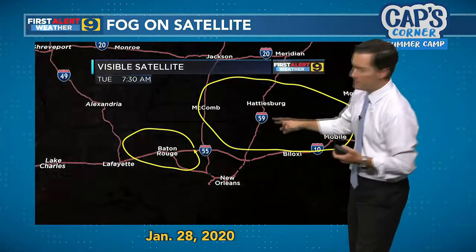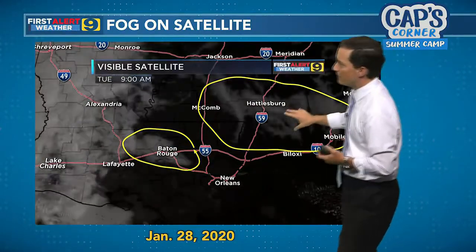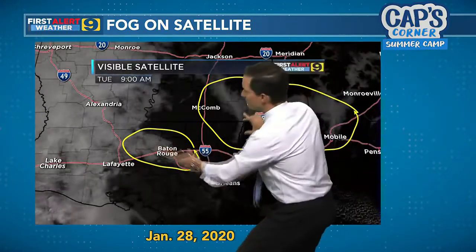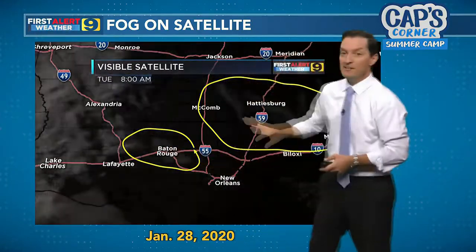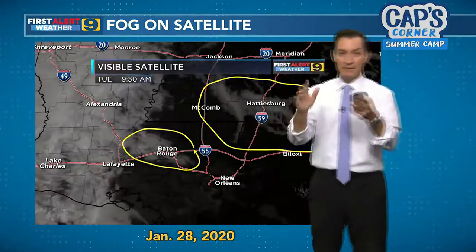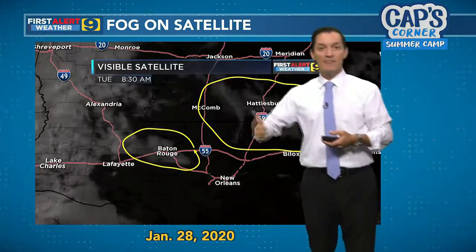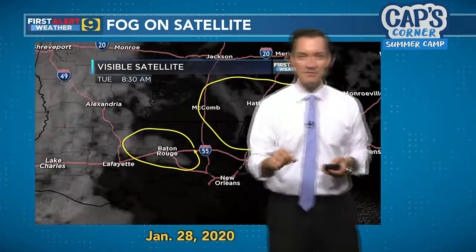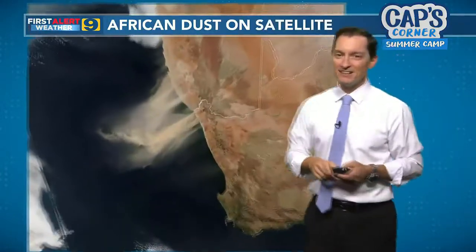We see what appear to be some clouds in Mississippi and Alabama. But notice how these aren't really moving. These around Baton Rouge aren't really moving. So if you see something like that on satellite, it looks like clouds, but it's not moving, that's fog. You see these are moving along. Those are clouds. So that's a little tip, something you can look for.